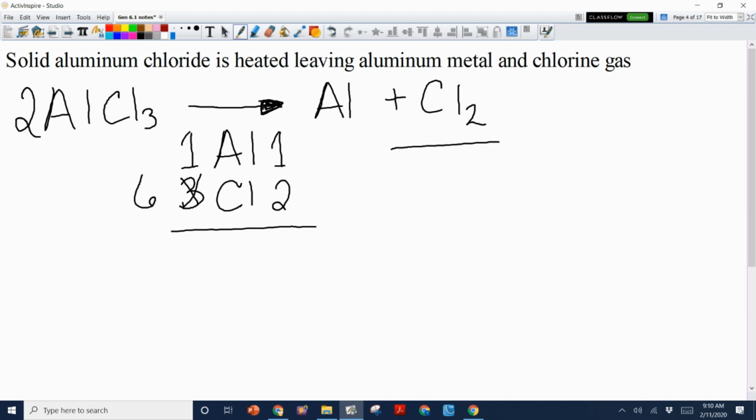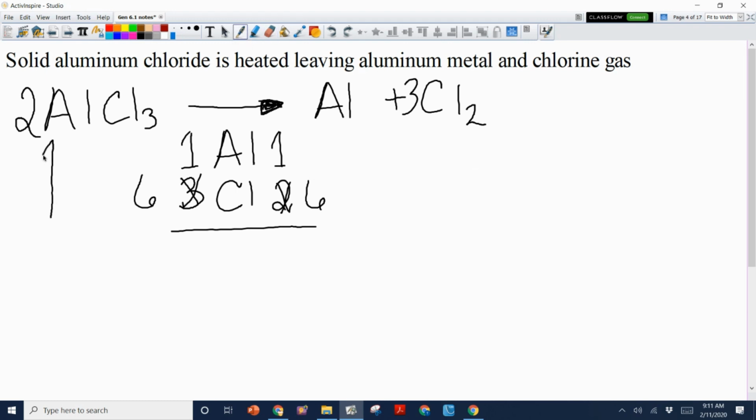Looking over here on this side, I need 6 chlorine. Well, I've got 2. What can I multiply that by to get 6? The answer is going to be 3. That's going to make 6 chlorine on this side. So now the chlorine is balanced. But sometimes when you balance an equation, it throws off something that you've already balanced.